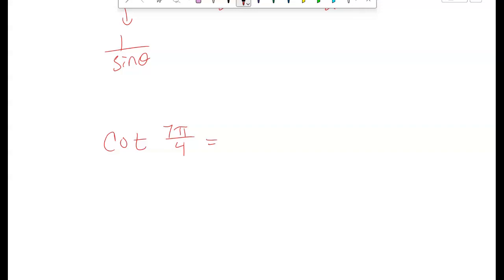Guys, cotangent is a reciprocal of what? Tangent. Would you guys agree? So we know it's going to be a flip. What is your reference angle for that? 45. So my reference angle is 45.